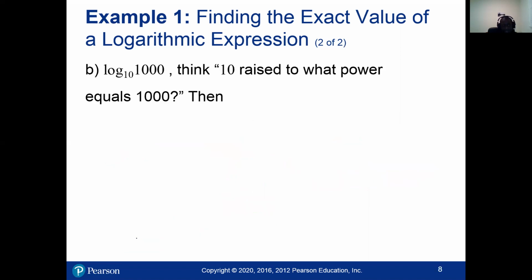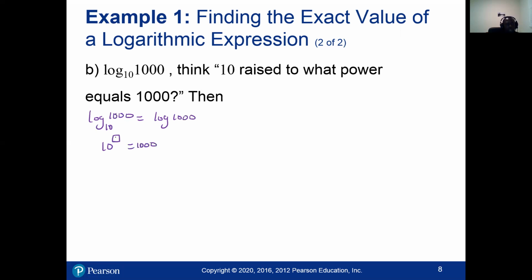The second part, log 1000 to the base 10. This log 1000 to the base 10 is the same as dropping the 10, so I could have written it as log 1000. It means the same. When you don't see any base there, it means the base is 10. So the question is, what must we raise 10 to get 1000?